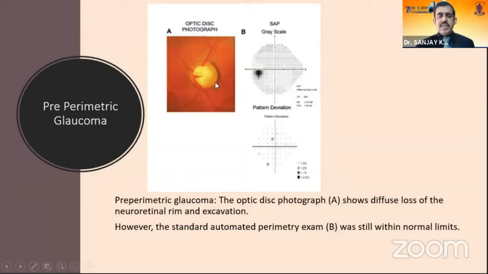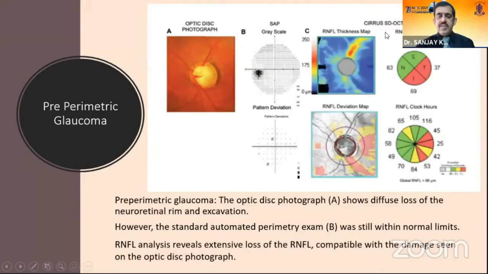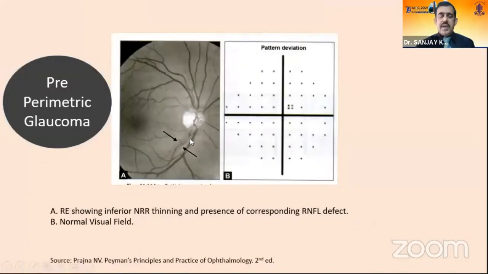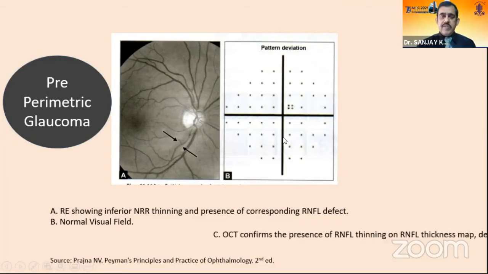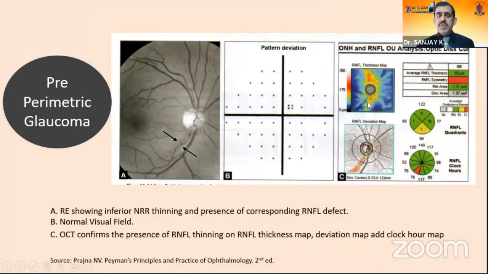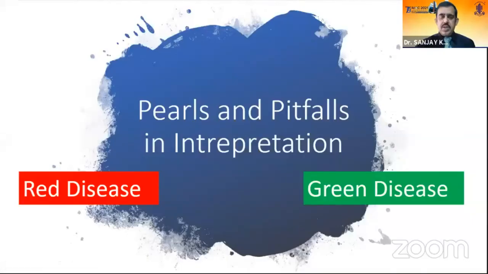In this photograph, we can see there is diffuse neuroretinal rim thinning, but the visual fields are normal. And when we do the OCT, we can see that the extensive loss of RNFL is compatible with the disc damage seen. Another example showing a RNFL defect in the red-free photograph of the fundus, but the visual fields are normal. And when we do the OCT, it confirms the presence of RNFL thinning both on the thickness map and the deviation map, confirming glaucoma.